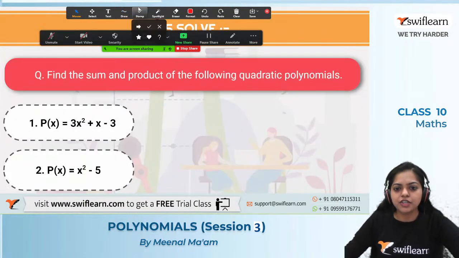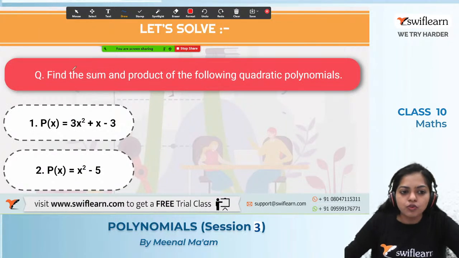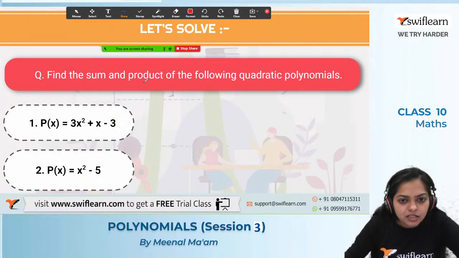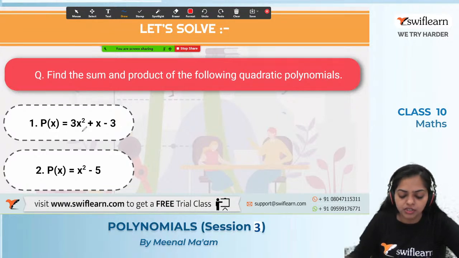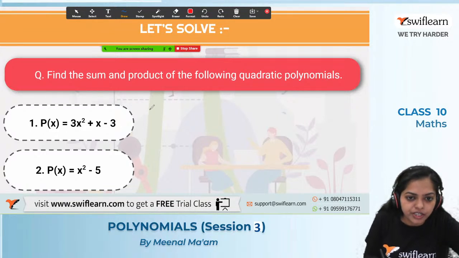So, here's the first question. What's given in the question? Find the sum and product of the following quadratic polynomial. And here is the polynomial. So, first, let's solve the first question.